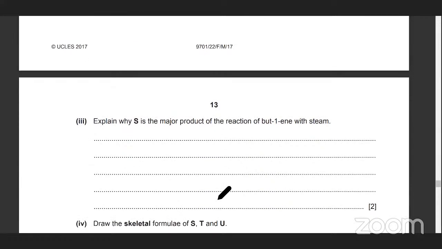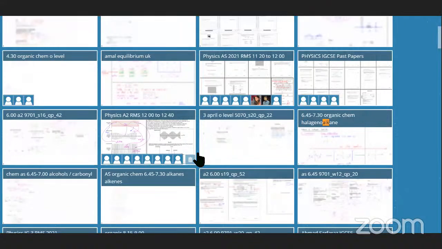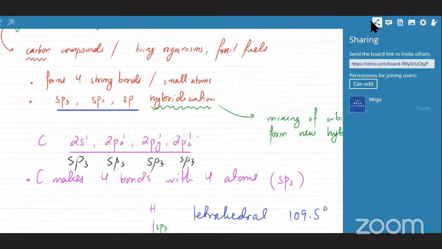Explain why S is the major product of the reaction. So now this is a question on the reason behind Markovnikov's rule. So I'm going to open the notes. We've already done this. So probably in this. It all depends on the carbocation stability. Let me open the reaction and we can talk about this in detail. Okay, why do we get a major product in the first place? Hopefully this opens.